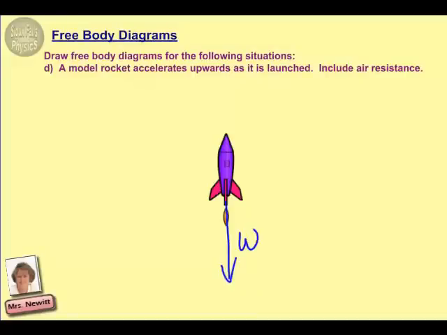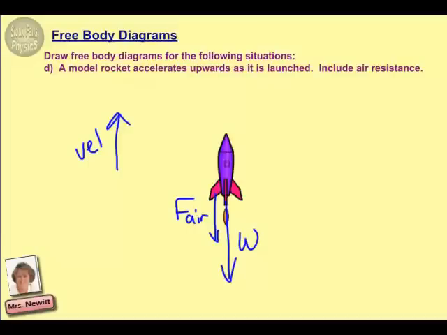And notice that in this case, if the rocket is traveling with a velocity in the upwards direction, air resistance always acts against movement. So that means our air resistance would be in the downwards direction also. So we have the weight pulling down. We also have the air resistance working against its motion in the downwards direction.